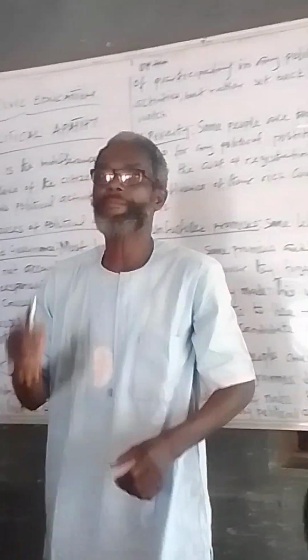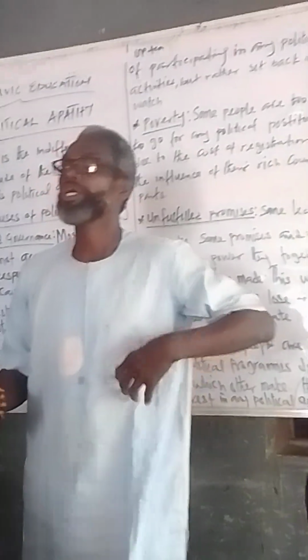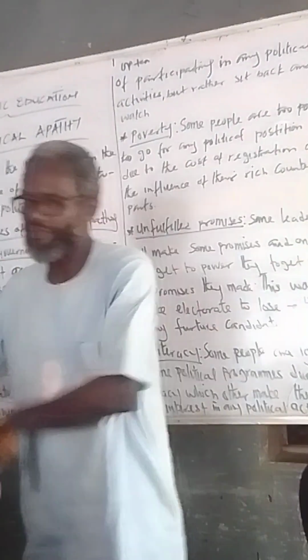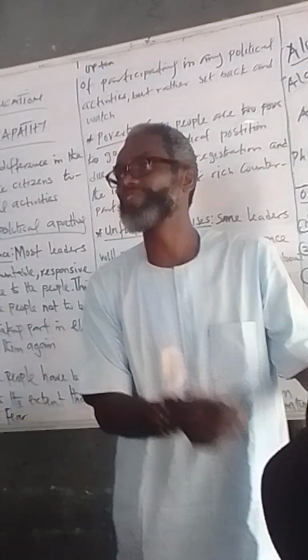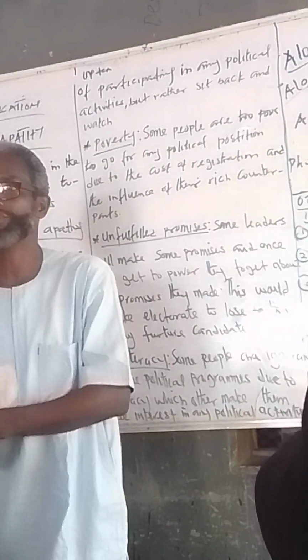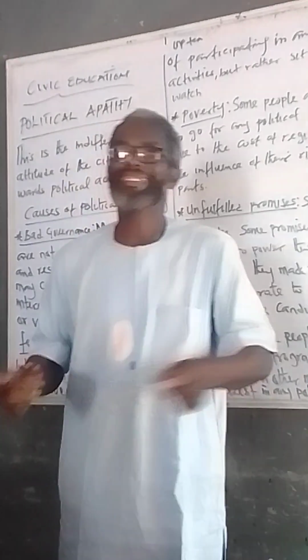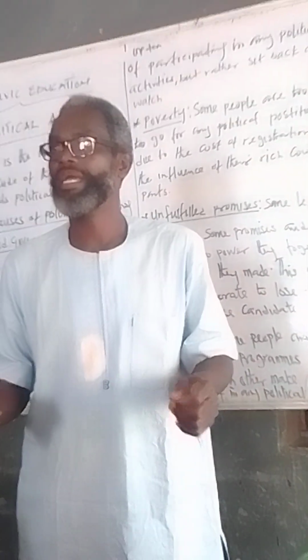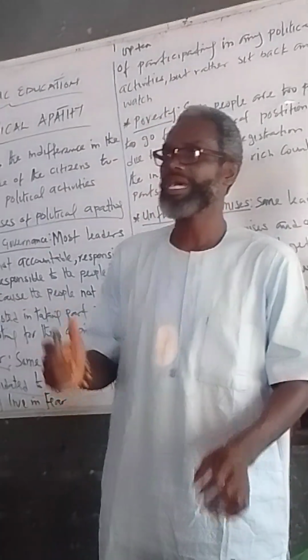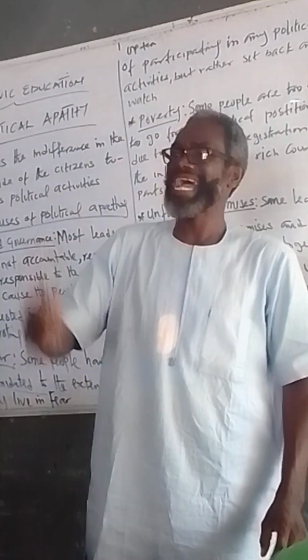Parasitism. Now, parasitism is a situation where you have two organisms. One benefits, the other one suffers. The one that is benefiting is called the what? Parasite. And the one that is suffering is called the what? Host. There are two types of parasites in animals. You have the endoparasite and you have the what? Ectoparasite.